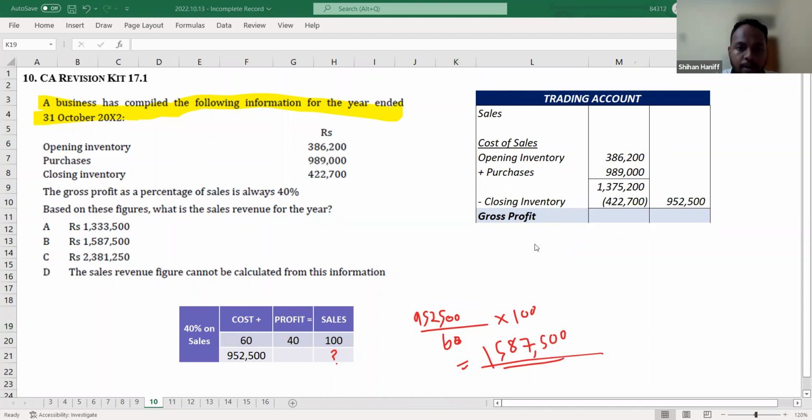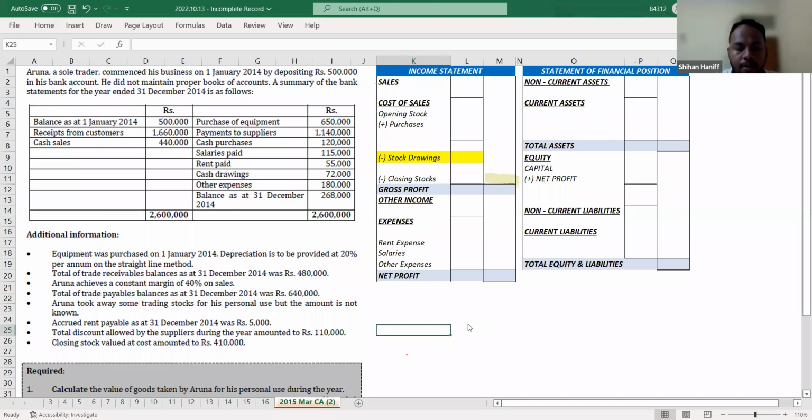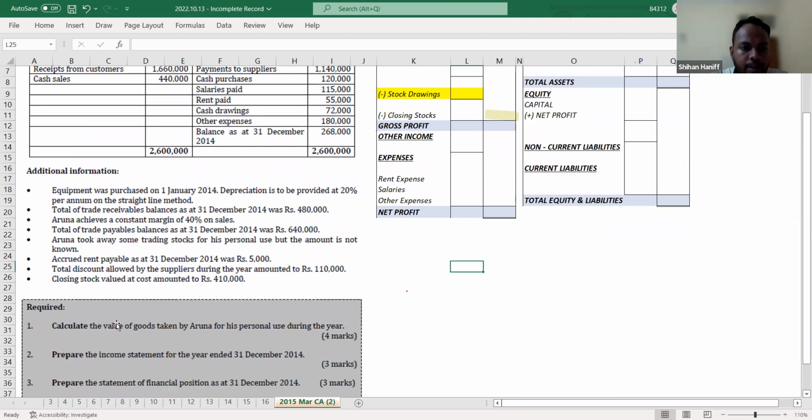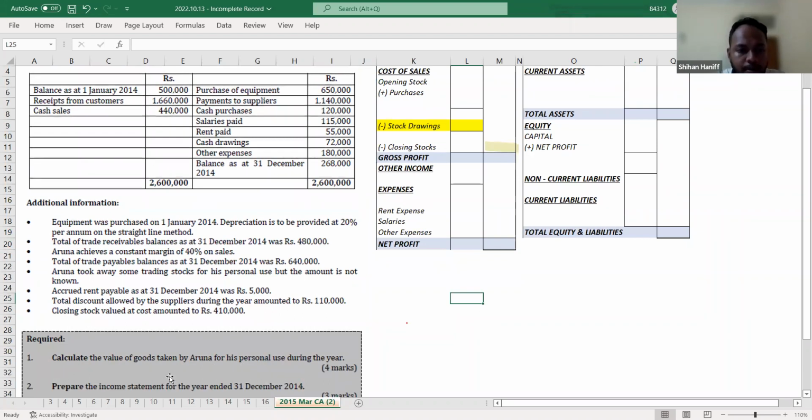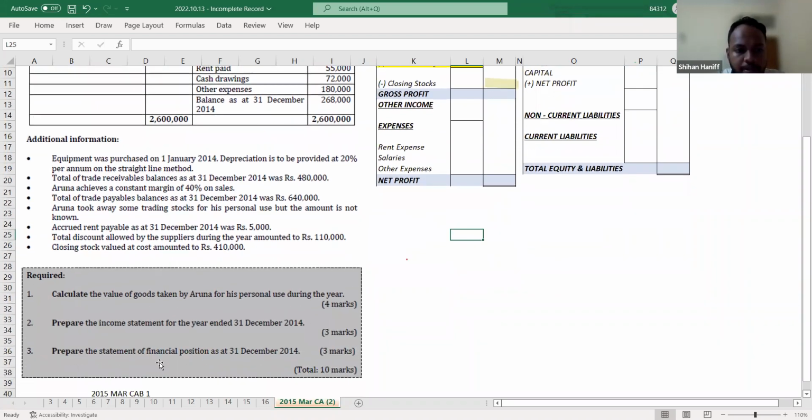Now we'll do a different type of question. Let's do this complete question on non-profit incomplete records. So here it's a complete question, right? Calculate the value of goods taken by Aruna, prepare the income statement, prepare the statement of financial position.